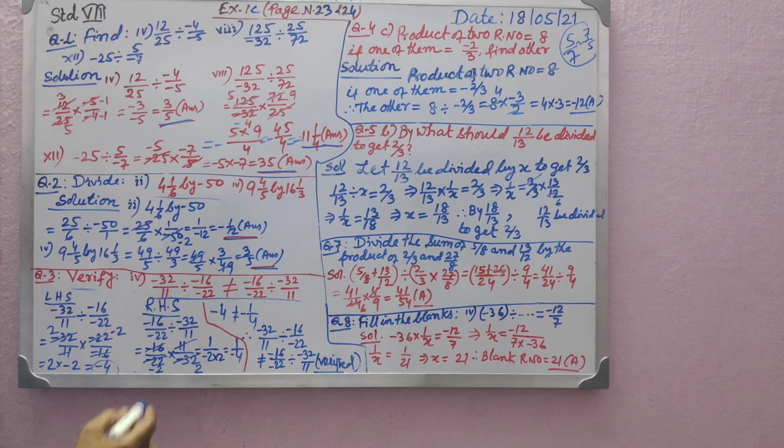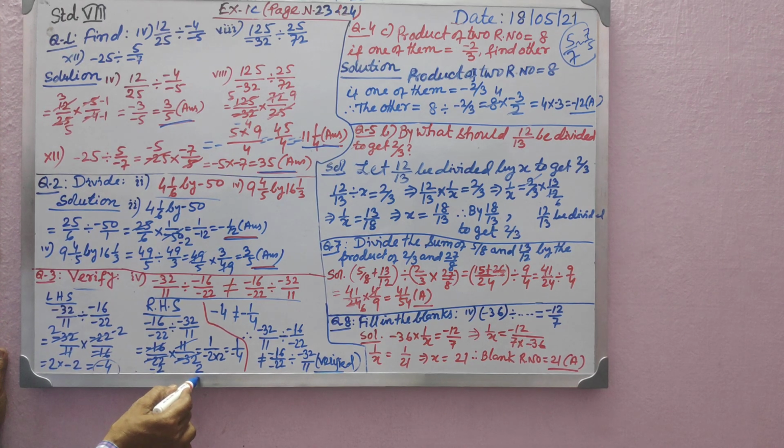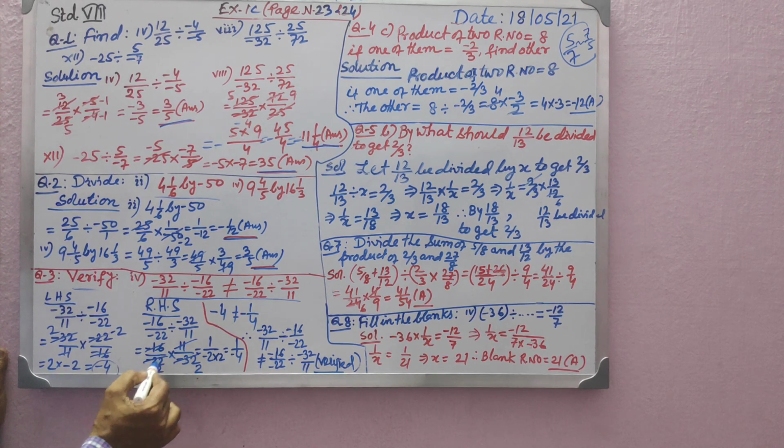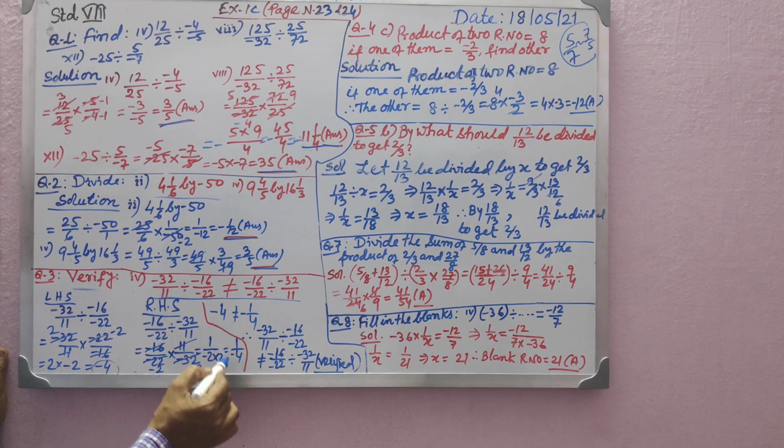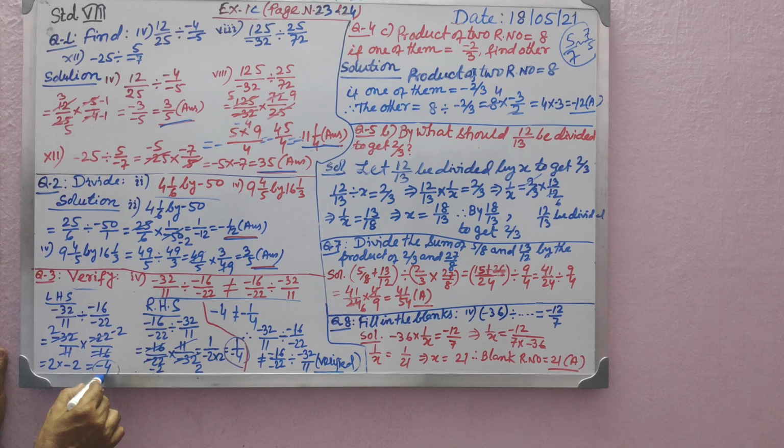Let us see the right hand side. Minus 16 by minus 22 divided by minus 32 by 11. Minus 32 by 11 will become 11 by minus 32. The minus 16 and minus 32 will cancel and become 2. Minus minus will cancel and 11 will go, 2. So minus 2. So 1 by 2 minus 2 into 2, that is 1 by minus 4.